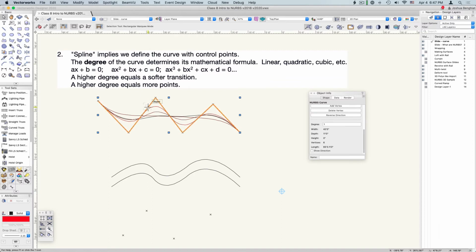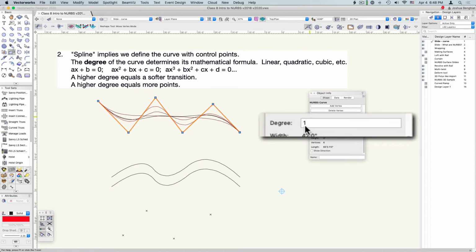So if we double click on a curve, we can really see what's going on. We have this curve going through control points, and if we look over to Object Info, we see that this is a degree of 1. So this is a linear equation, and we're getting straight lines.